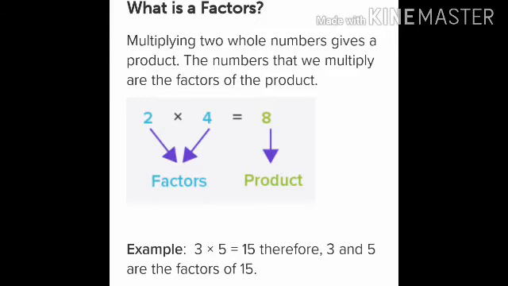What is a factor? Multiplying two whole numbers gives a product. The numbers that we multiply are the factors of the product. Example, 2 into 4 is equal to 8. Here, 2 and 4 are called factors and 8 is a product. One more example, 3 into 5 is equal to 15. Therefore, 3 and 5 are the factors of 15.